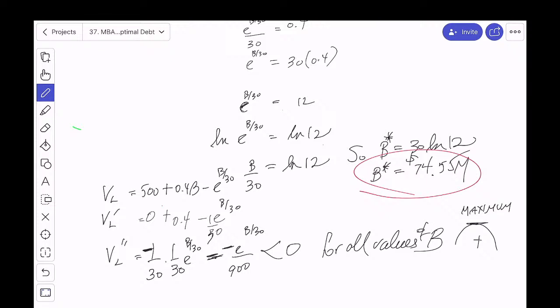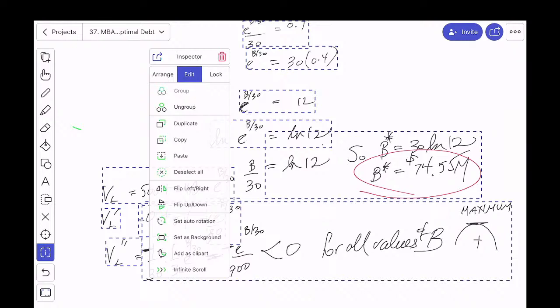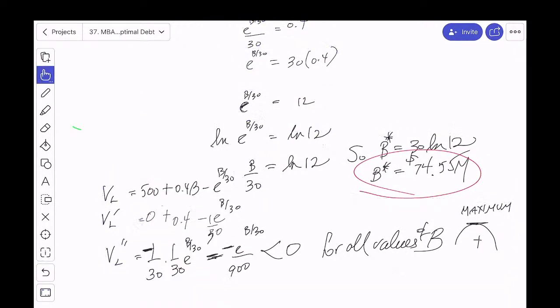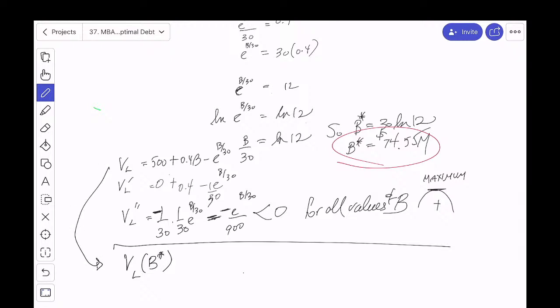What am I saying? I'm saying take the function and insert the optimal level into the original function and find out what's the best value you can achieve. And then we'll figure out what the value of equity is, right? We'll find the value first for the firm, then we can get the equity value.